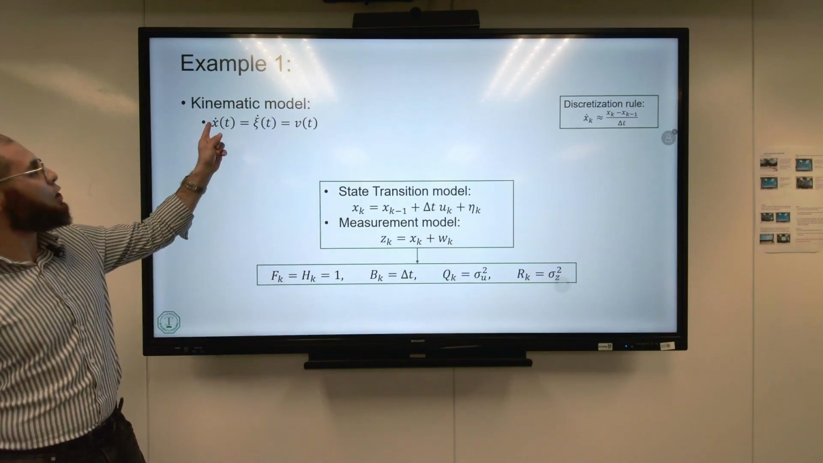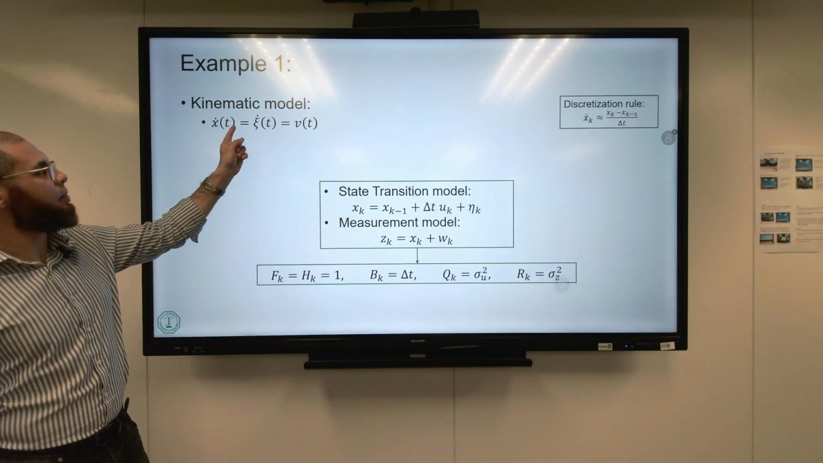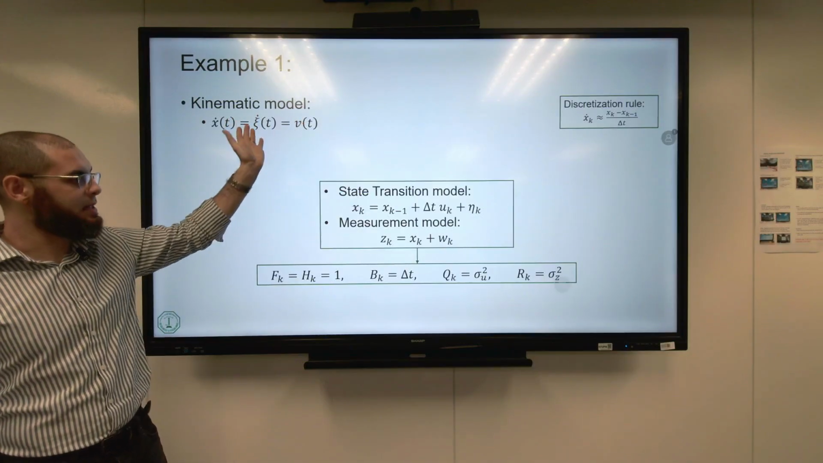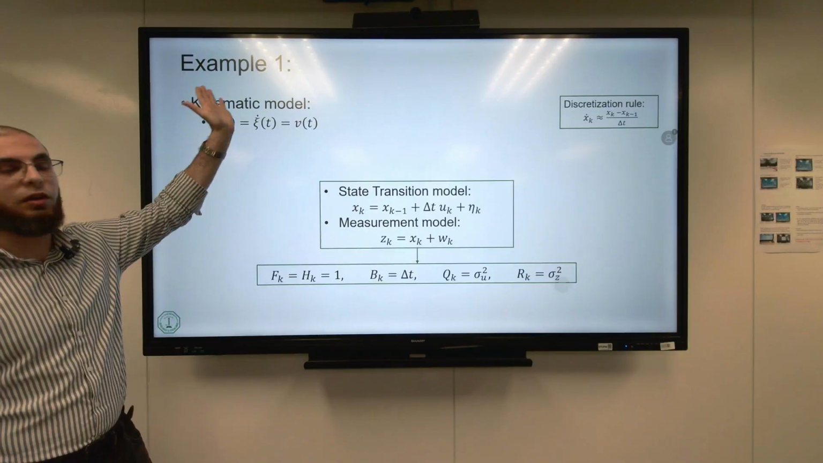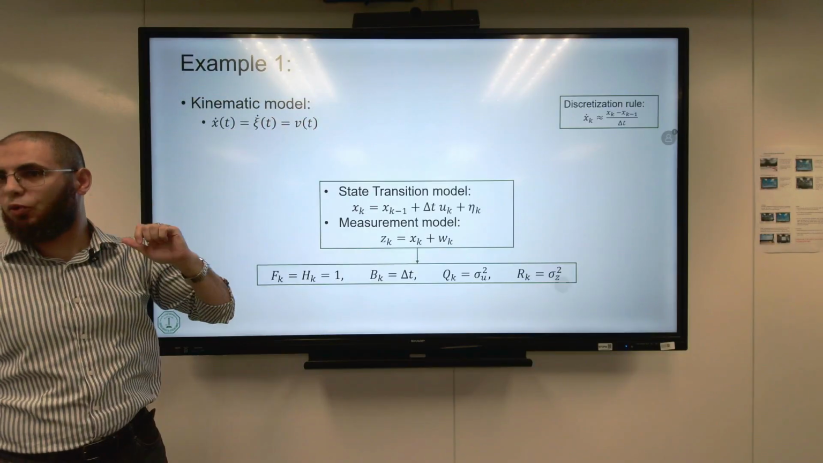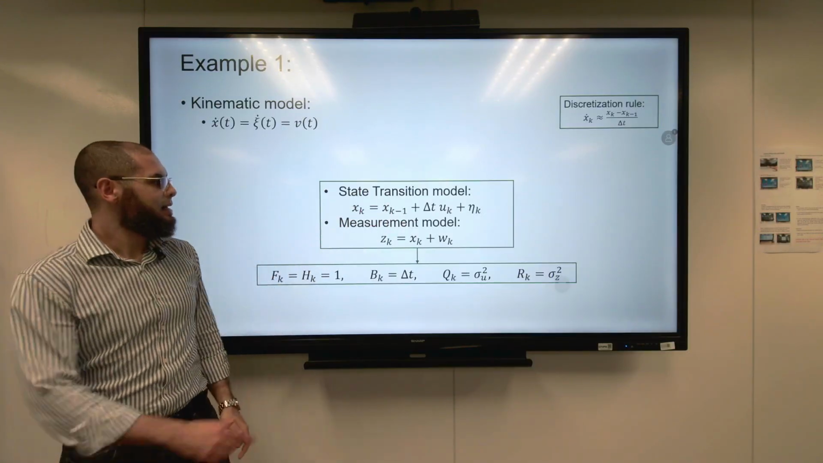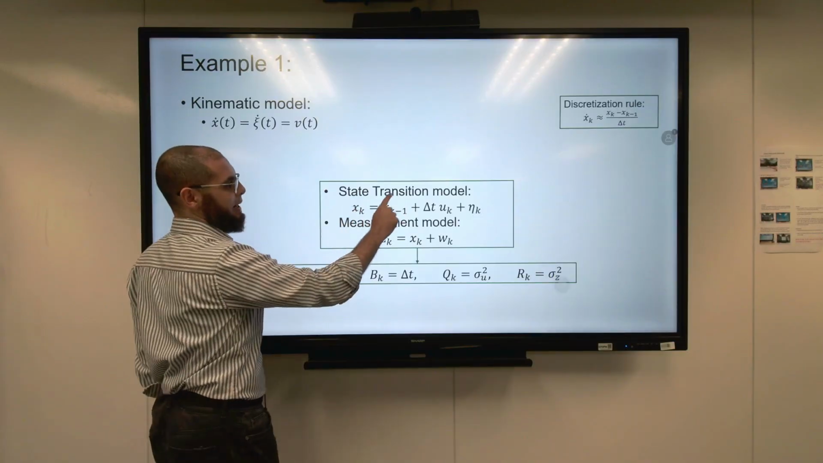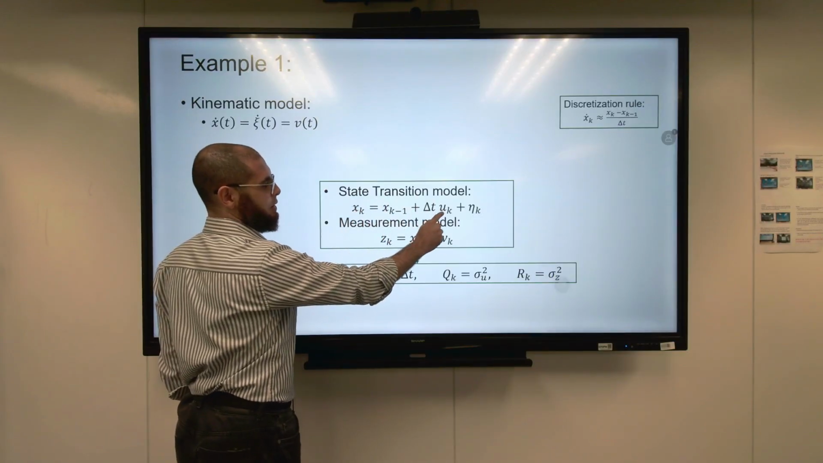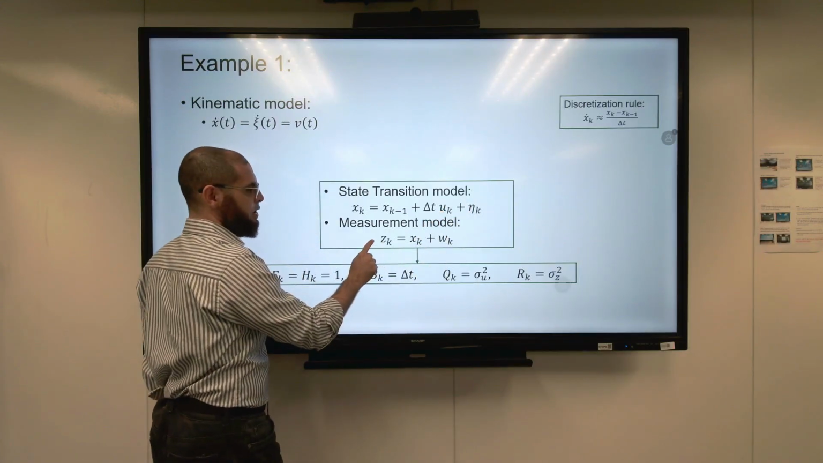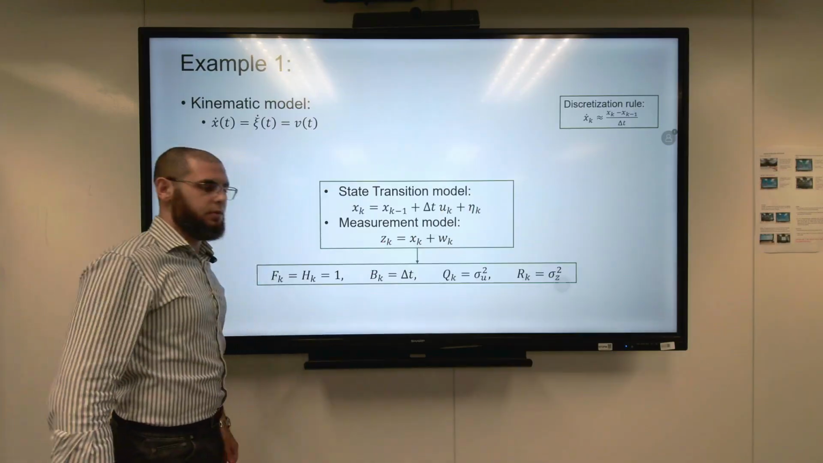So x dot as a function of time, which is equal to psi dot as a function of time and v as a function of time, can be represented, as we did on the board last time, by this state transition model: xk is equal to xk minus 1 plus delta t multiplied by uk plus the noise, and the measurement model is equal to xk plus the noise.